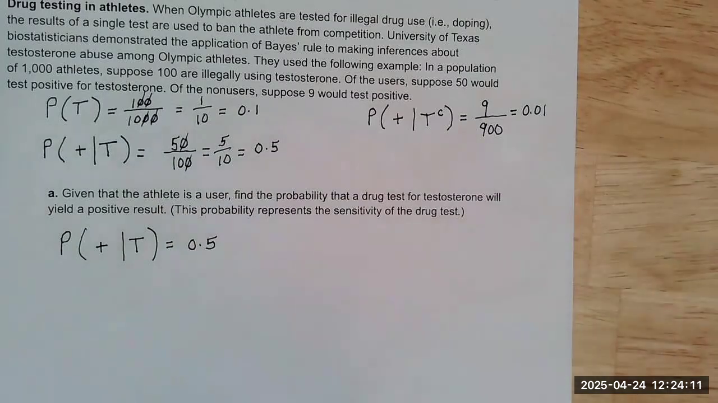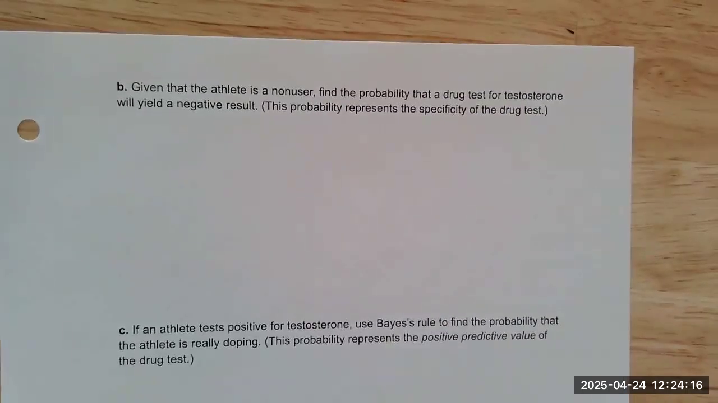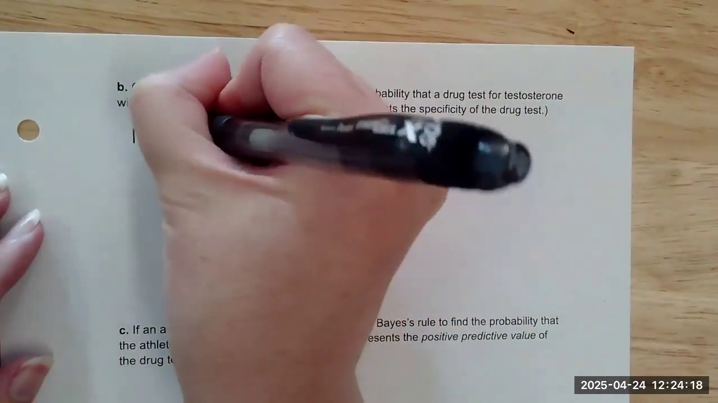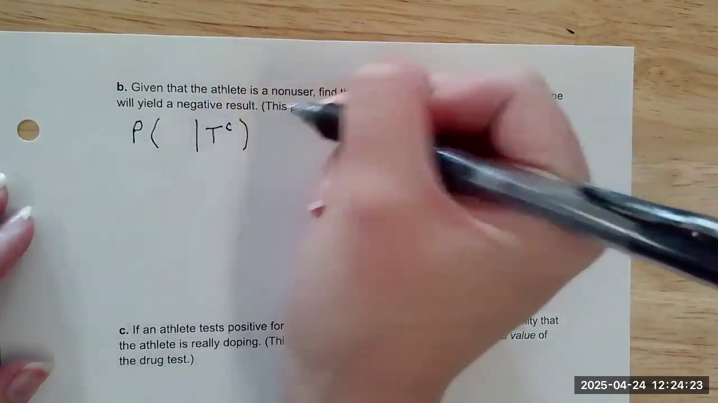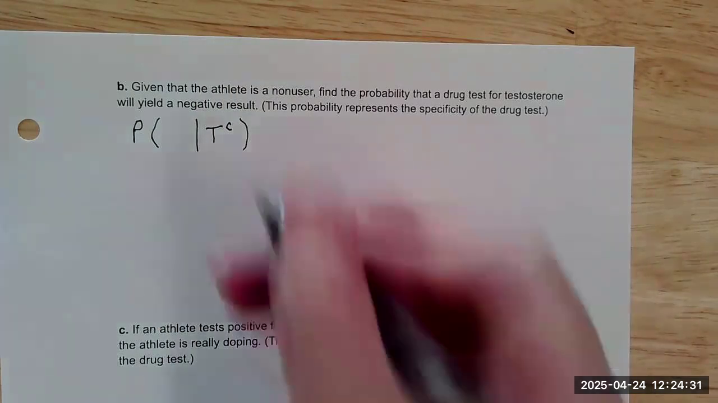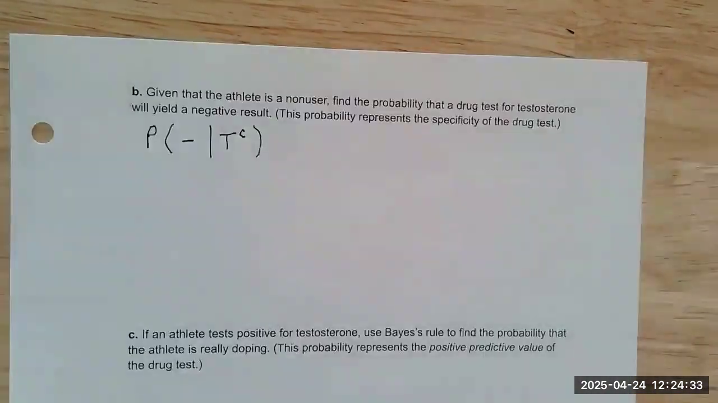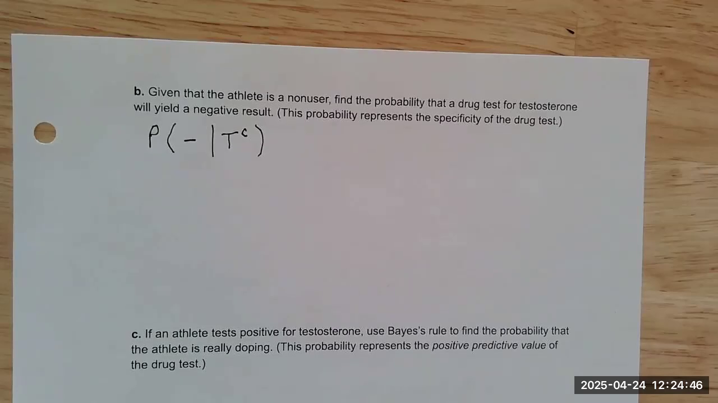Let's look at the next question. Given that the athlete is a non-user, so we're going to put given and we're going to put T complement. Find the probability that the drug test for testosterone will yield a negative result. So this time, instead of putting a little plus sign, I'm going to put a little minus sign. Or you could put a plus sign complement if you'd prefer, because those mean the same thing. So whichever your preference is. I'm going to put a negative, I don't know, feels like that's more clear.